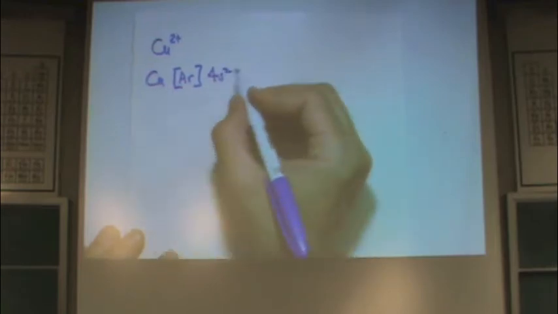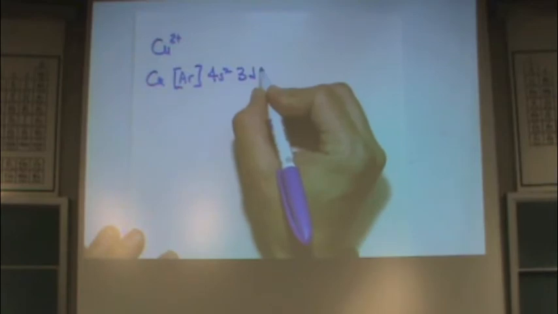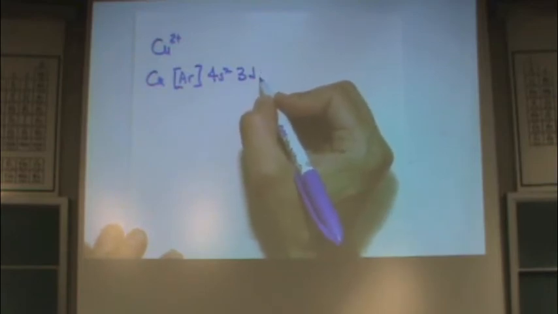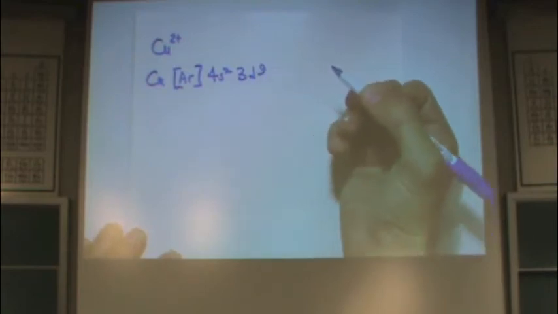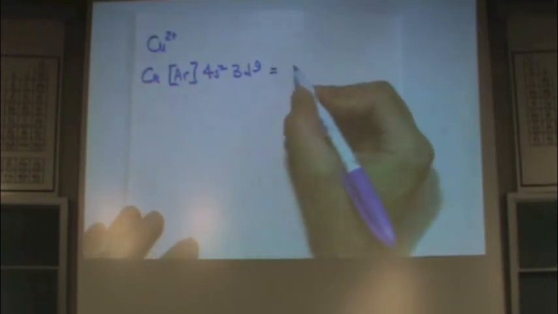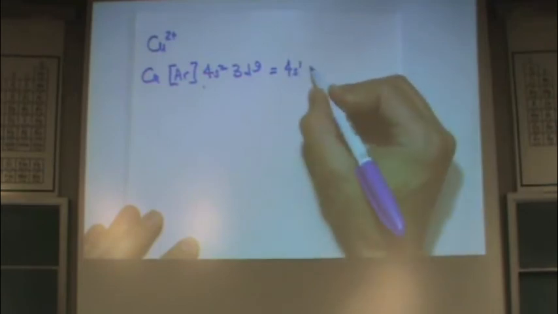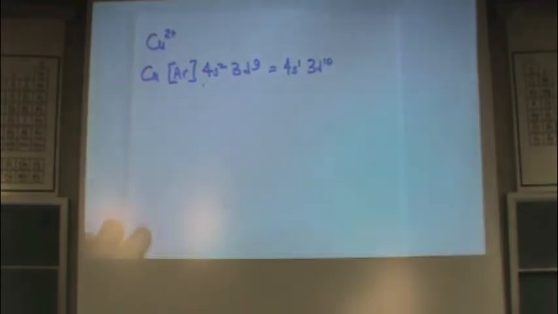4s2, this is for neutral, and then 3d, how many over? It's 9, however, because we're in the copper column, remember the copper column and the chromium column have an exception. They always like to half fill the s orbital. Which again, it's in the book, in the reader.